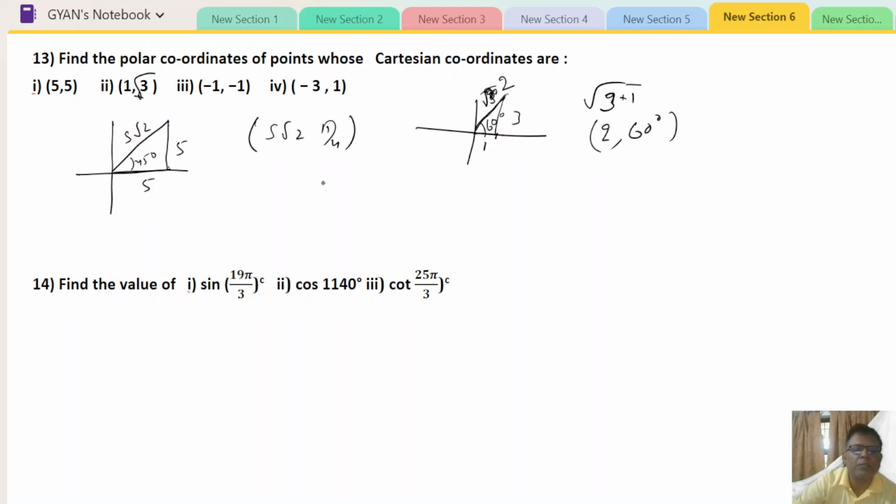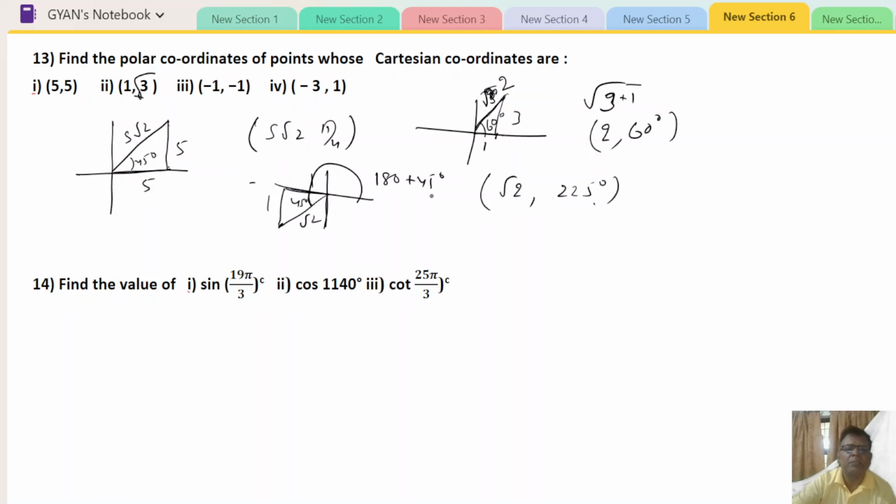Now come here. 1 minus and this also minus. That means this one is 1 and this one is also 1. So this will be root 2. So this will be 45 degree. Then the angle will be 180 plus 45. So the polar coordinate is root 2 and 225 degree.